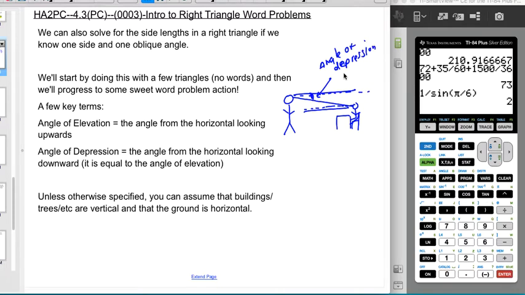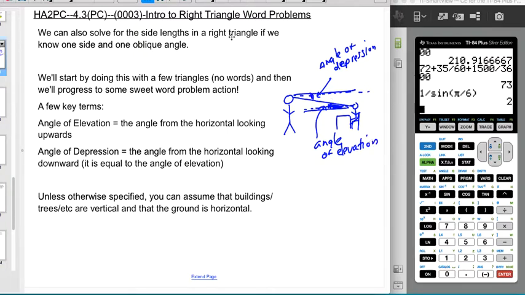So like down at you. You'll hear this sometimes in problems with an airplane, right? People looking out of the airplane or a helicopter. And then this angle right here, the angle that you're looking up at me, that's called the angle of elevation, right? So it's from the horizontal and you looking up. And that one probably comes up a lot more in problems because we're at the ground and we're looking up at the top of a building or the top of a tree or something else.